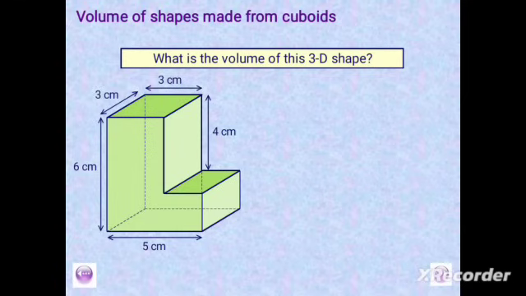Now, let's take an example. What is the volume of this 3-dimensional shape?